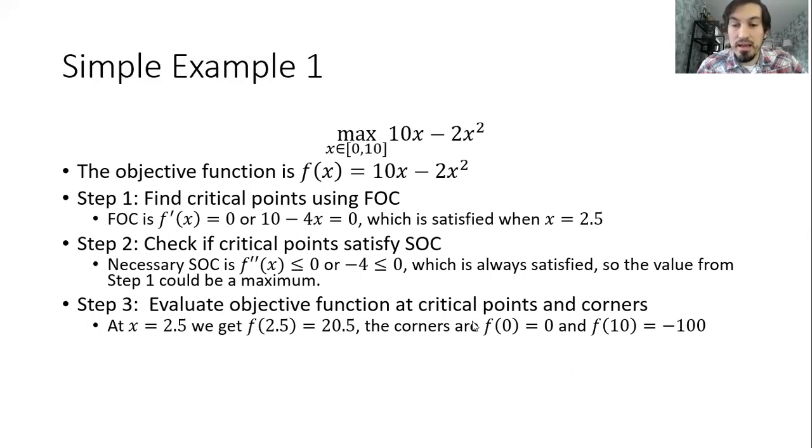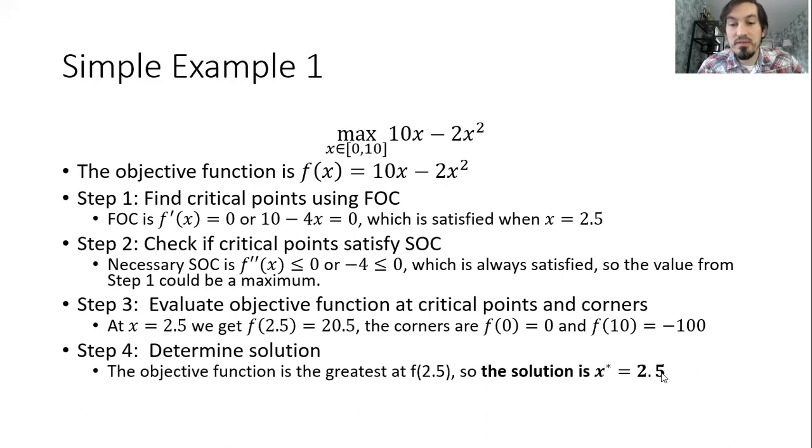So I can conclude in step 4 that the solution is 2.5 because the objective function, if I compare 12.5, 0, and negative 100, oh, I'm sorry, I don't think I talked about this, but you can plug x equals 2.5 into here and get 25 minus 2 times 2.5 squared, 12.5, if I did the math right. But that's the answer. The answer is x star equals 2.5. I put a little star here to indicate it is indeed the solution. Not just a candidate solution, but the actual solution to this maximization problem.